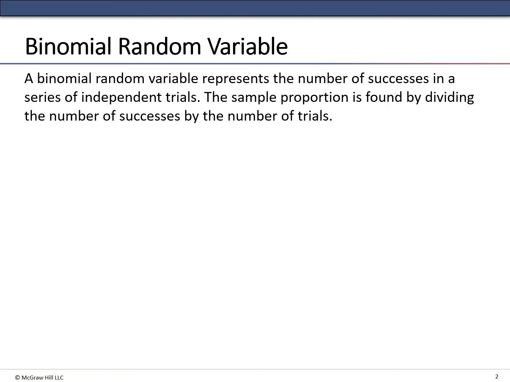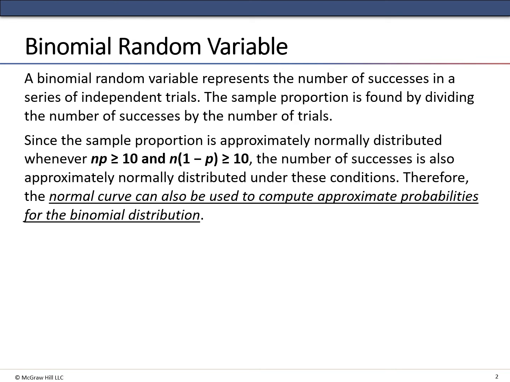A binomial random variable represents the number of successes in a series of independent trials. The sample proportion is found by dividing the number of successes by the number of trials. This is just very logical. It sounds a little confusing, but again, imagine flipping a coin. If we're trying to figure out how many times we get heads on the flip, that would be the number of successes, and then the denominator would be how many times we flip the coin.